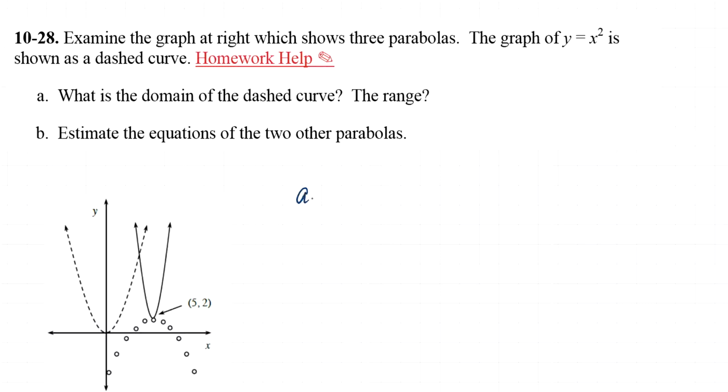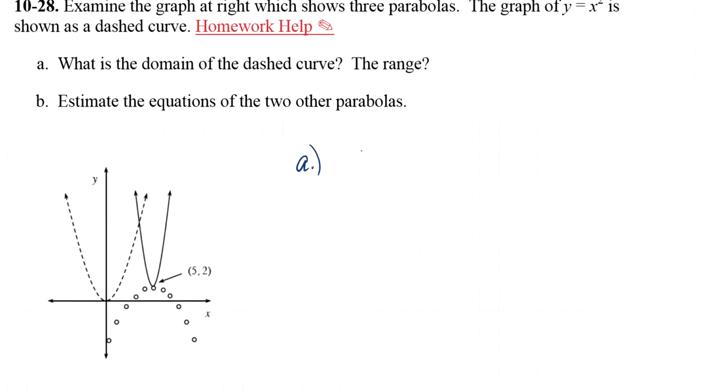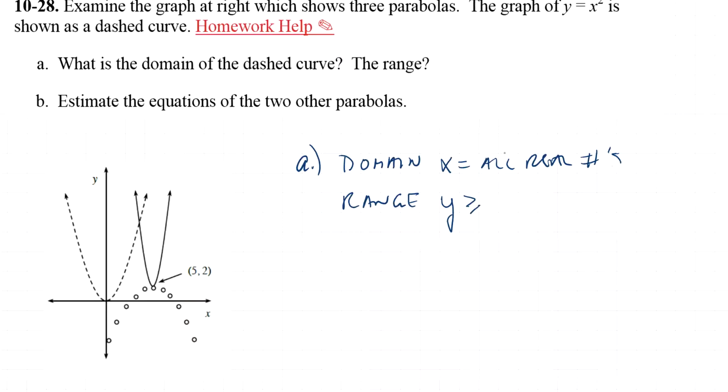Alright, so looking at A, the dashed curve is this one right here, and its domain is x equals all real numbers, and then the range is going to be y is greater than or equal to 0.